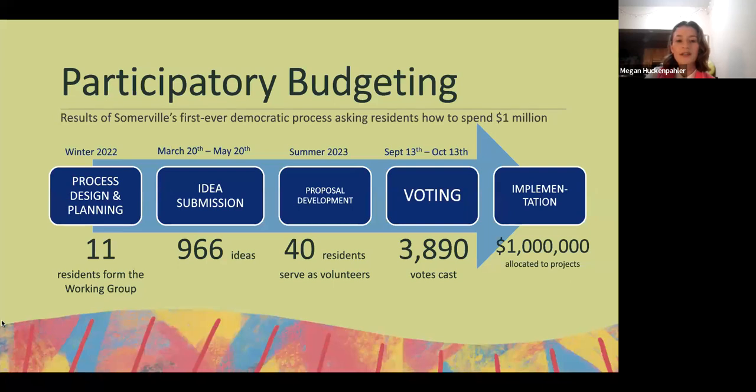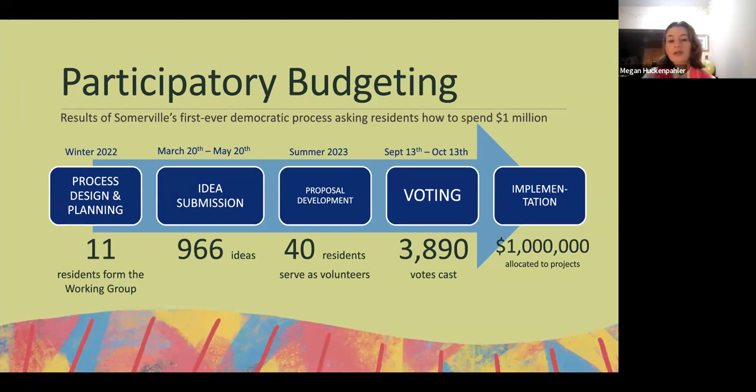The next stage in the process involved this summer. We had 40 residents who served as volunteers and combed through the 966 ideas submitted to whittle it down to the best 20 ideas, which were on the ballot last month. They talked with city staff in these meetings. They reviewed existing city plans such as Climate Forward and Vision Zero.